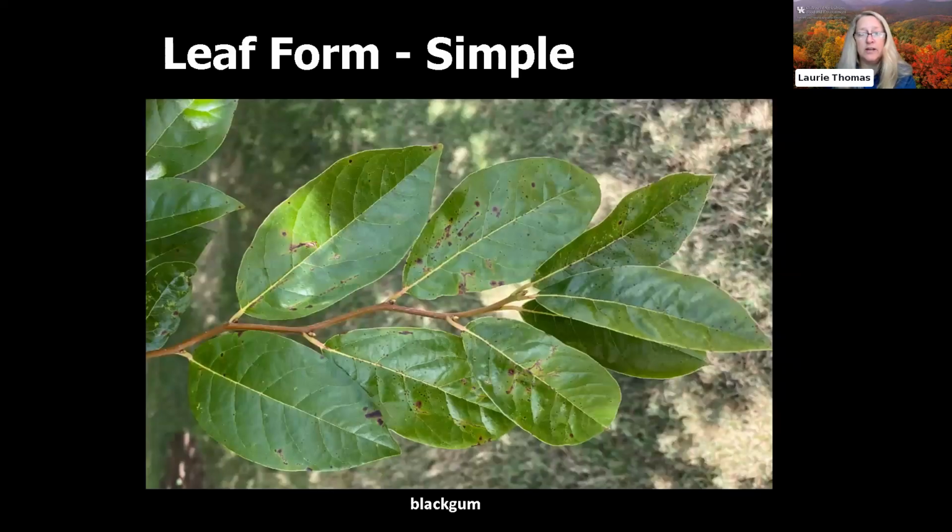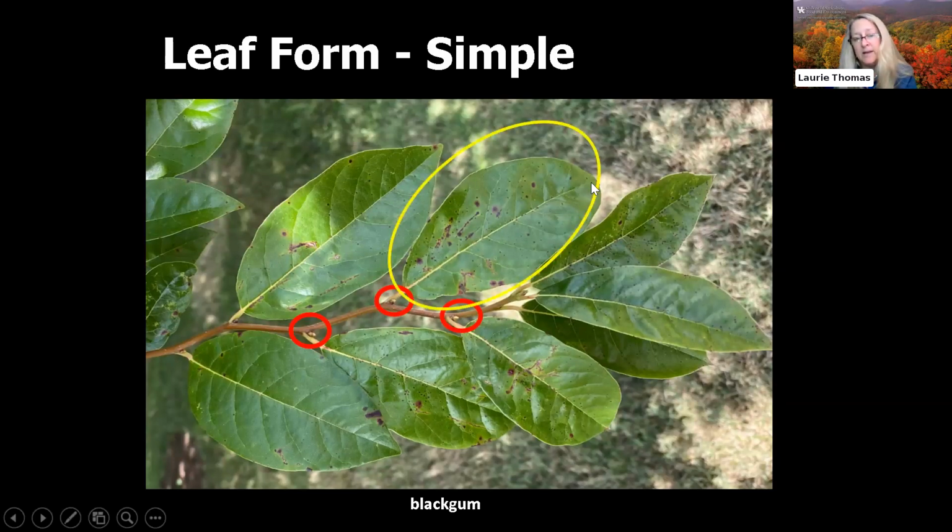So let's take a look at a few of these in actual photographs. So we have a black gum specimen here, and we see we've got buds right here. And if we look at our bud and go up the stem, we see we have one blade. Or we even do it in reverse. We look at the blade and we go down that stem and we see we have a bud. So we've only got one blade and one bud. So we have a simple leaf.